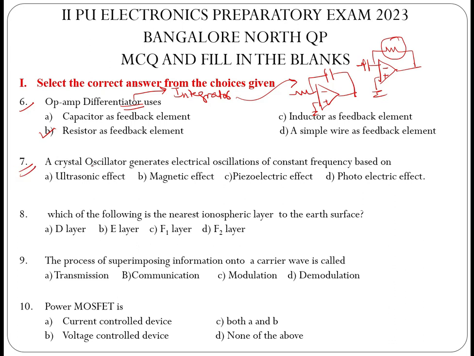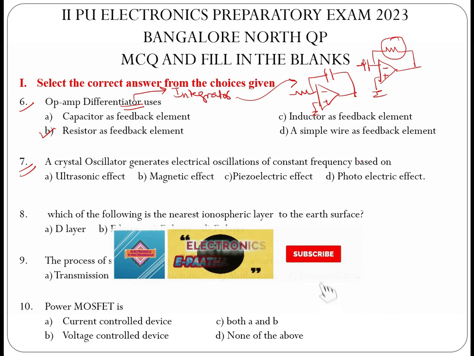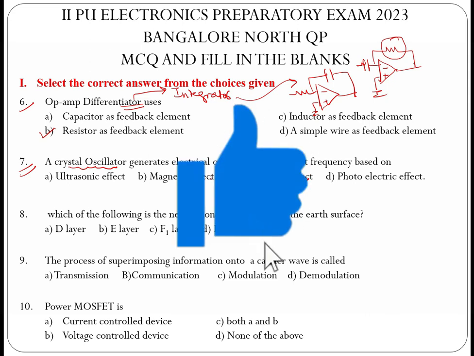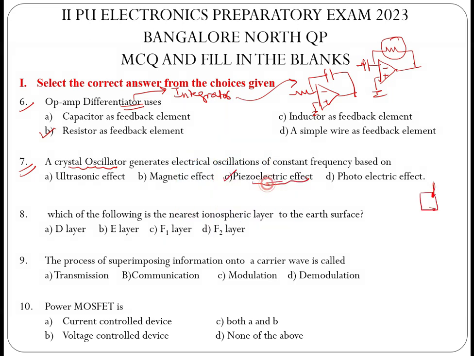Then the seventh question, a crystal oscillator generates electrical oscillations of constant frequency based on. That is nothing else, crystal oscillator works with the piezoelectric effect. So what is piezoelectric effect? When the crystal is made to vibrate, it produces AC voltage at the output. Then reverse is also possible. According to piezoelectric effect, when AC voltage is applied across the crystal, it vibrates at the frequency of the applied voltage. So this gives highly stabilized output.